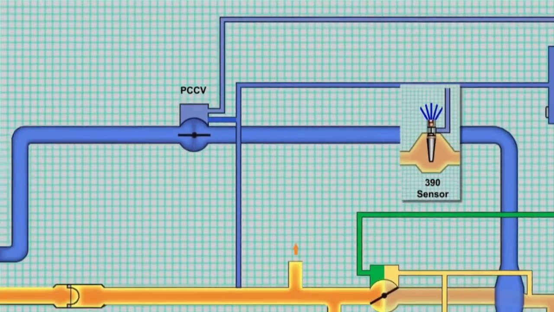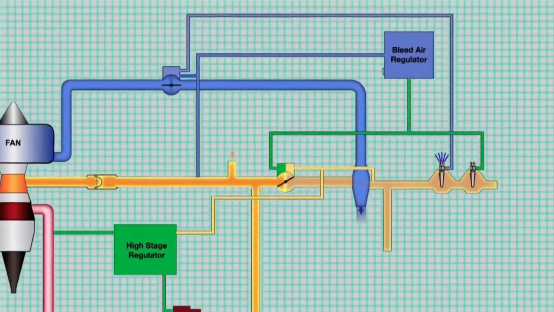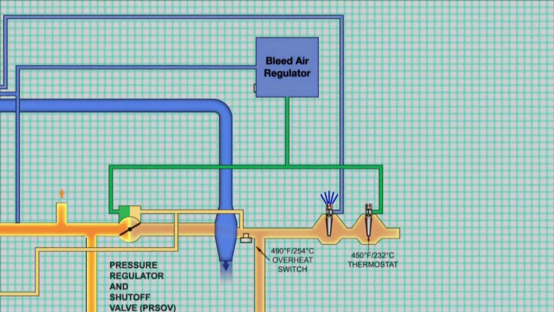close as needed. If the PCCV cannot provide enough cooling air, the system can use the PRSOV to control temperature. If temperature reaches 450 degrees Fahrenheit, the 450 sensor will open. This reduces the control air to the PRSOV, causing it to move towards the closed position. This reduces the amount of bleed air flowing through the pre-cooler. With less hot air flowing through the pre-cooler, the pre-cooler can reduce the temperature of that air more effectively.